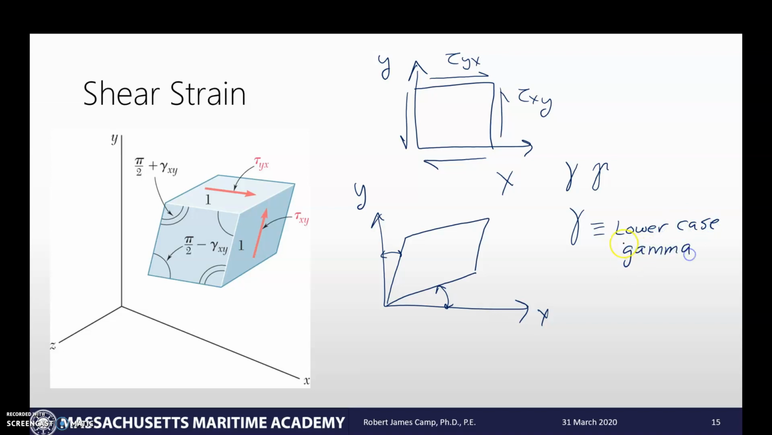And so lowercase gamma is what we're using to represent the shear angle. As we look at it, this one would be gamma xy divided by 2 because it's a half angle. And this one over here would be gamma xy divided by 2. And then what you would have in here is going to be pi over 2, which is 90 degrees, minus the shear angle.